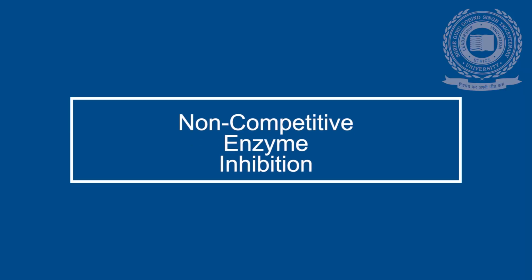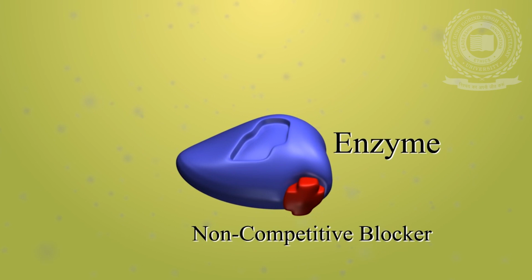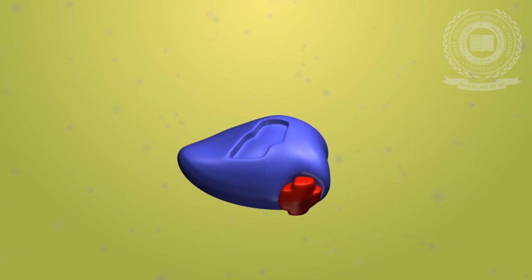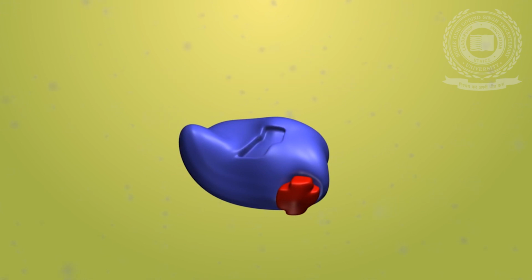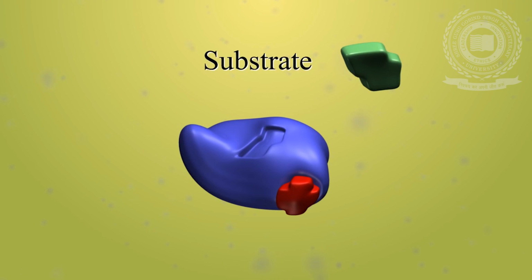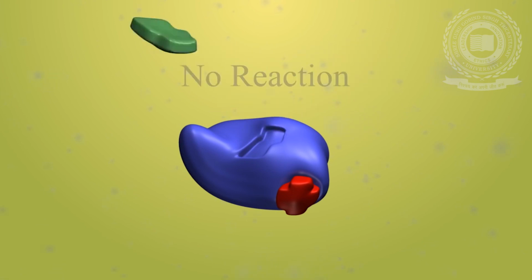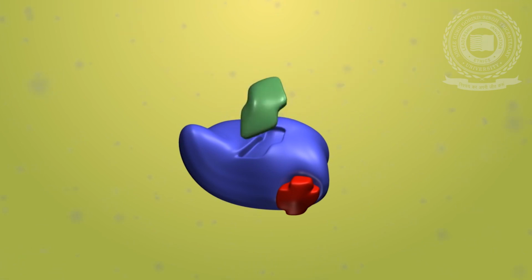Non-competitive enzyme inhibition involves the binding of a blocker to the enzyme away from the active site. This binding causes a conformational change in the enzyme, altering the shape of the active site, which prevents the substrate from binding and showing action. Example: omeprazole inhibits hydrogen potassium ATPase.